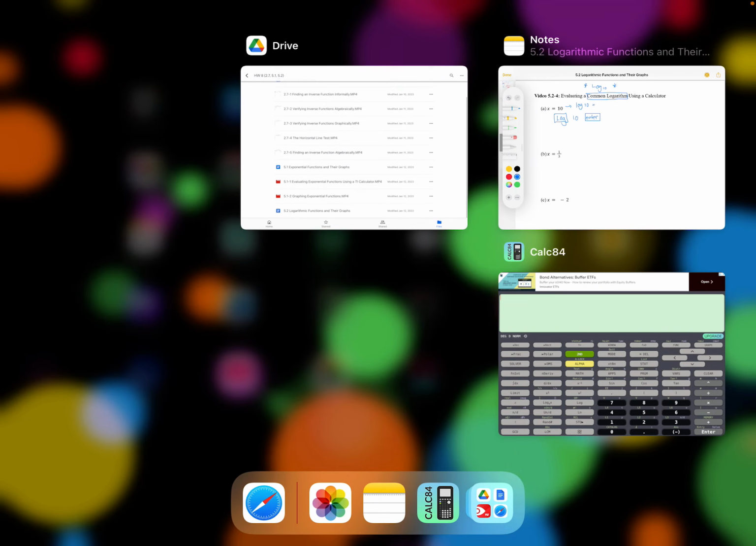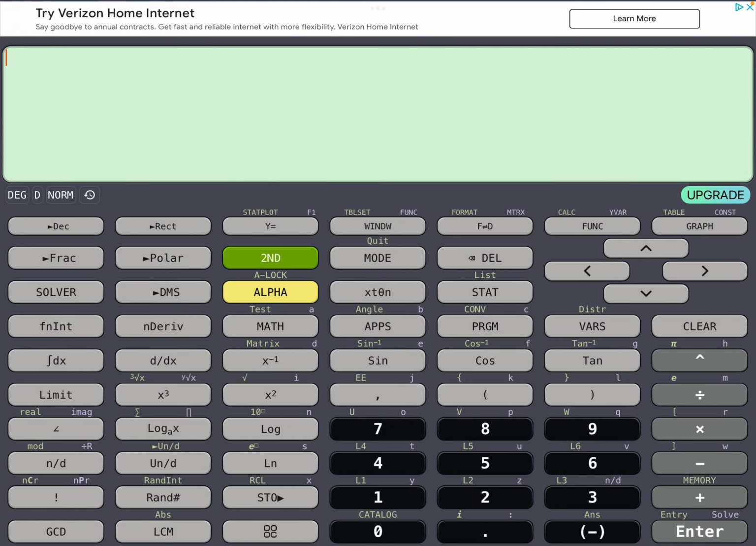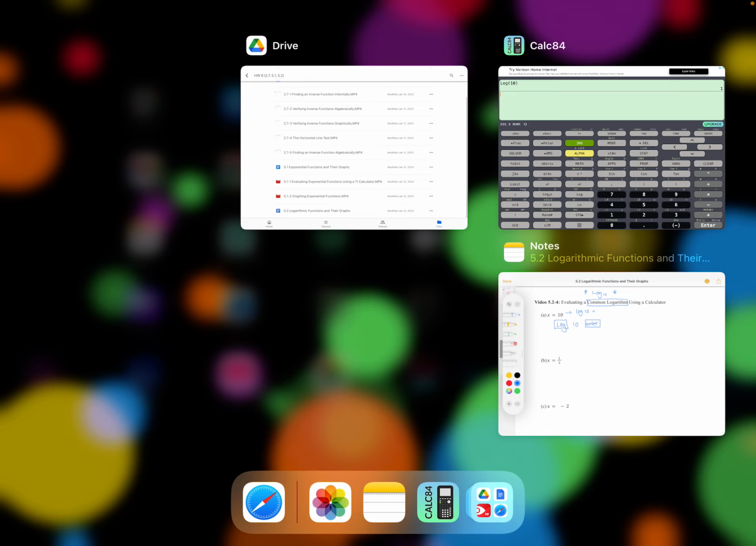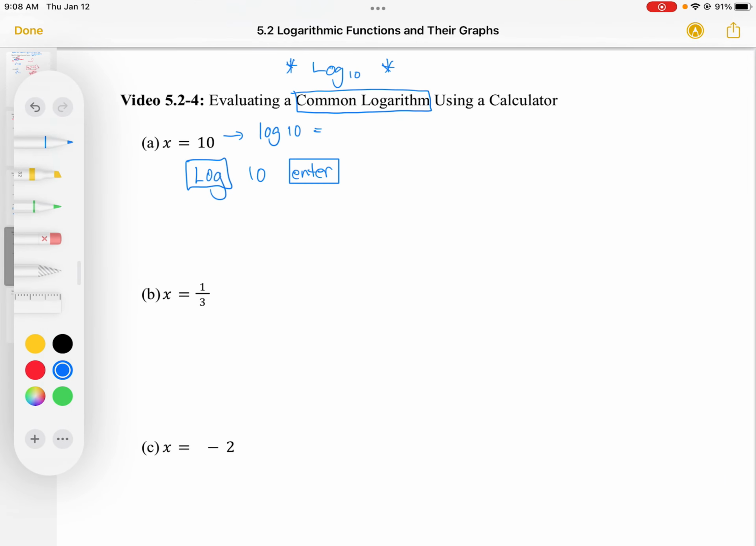Let's get our calculator out. Remember, this is specifically for a TI calculator. Almost every calculator, though, has a log button. So I'm going to hit log, type in 10, close my parentheses, and hit enter. Not every calculator uses parentheses, so you want to be a little bit careful with that. My calculator automatically opens parentheses when I hit the log button, so I actually do have to close the parentheses.